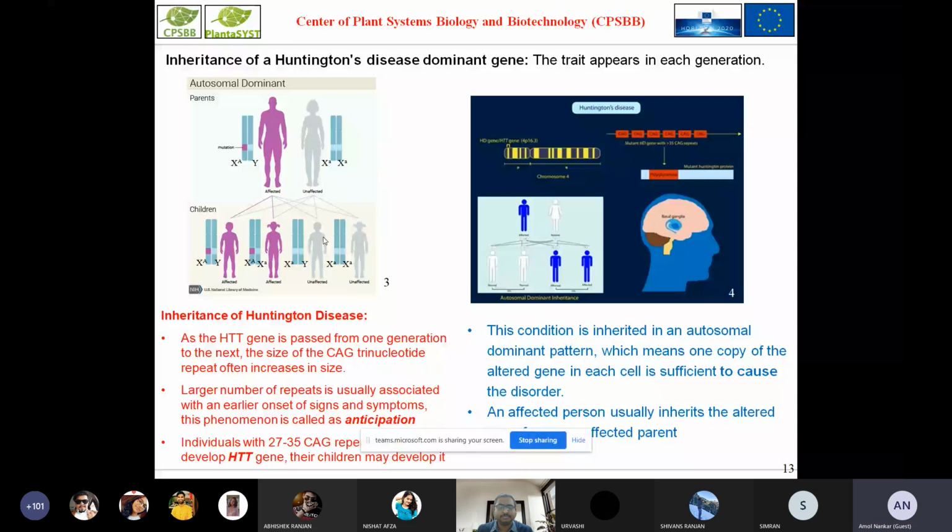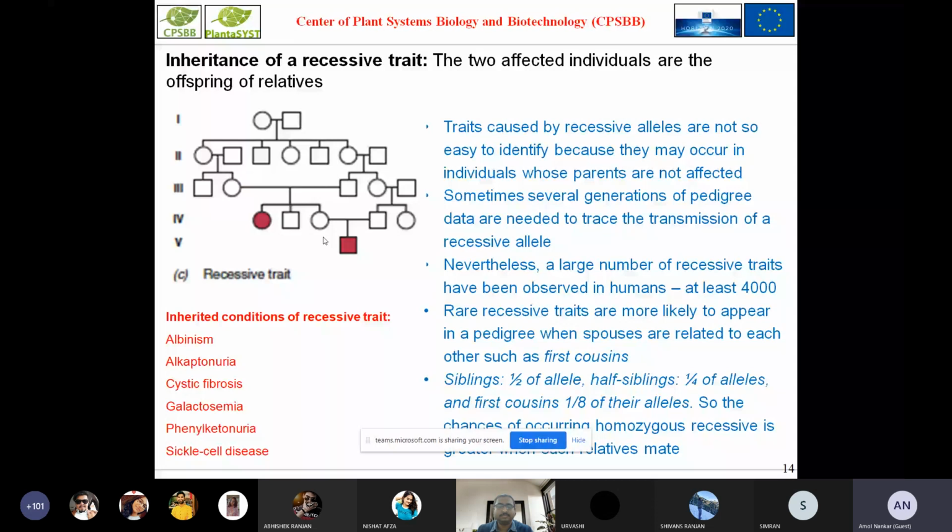Okay, so about the recessive trait, detecting the inheritance of a recessive trait is very difficult and not easy, because the occurrence of this inheritance is very rare, and it needs pedigree information of several generations. However, a large number of recessive traits have been observed in humans, and there are more than 4,000 different traits which are inherited as recessive traits.